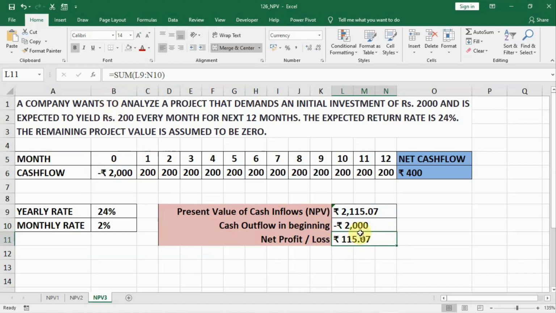So we have seen that in real terms the net cash flow here is 400, but in terms of the time value of money, we calculate the NPV and find out that our real profit is around 115 rupees.